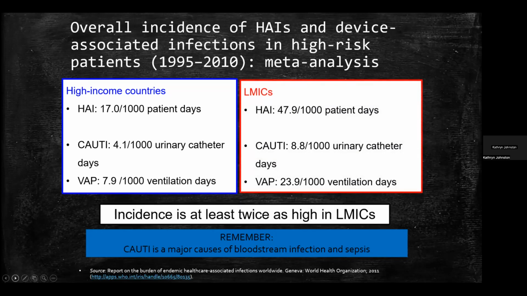So you can see here, when you look at what happens in the low and middle income countries as opposed to the high income countries, those are more than twice as high. So in the low and middle income countries, you're seeing an incidence of 47.9 healthcare associated infections per 1,000 patient days, and the CAUTIs doubled to 8.8, and the ventilator associated pneumonias are almost 3 times as high, with 23.9 per 1,000 ventilator days.